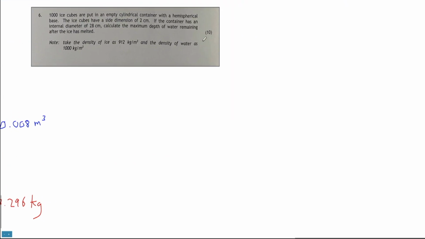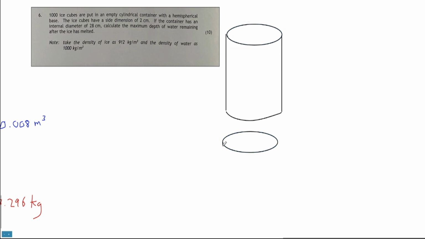Okay, so we're going to draw the container. It's a cylindrical container with a hemispherical base, which basically means it's like an upside down gas tank with a bulbous top. So this will be the cylinder, and then it has a hemispherical base like this on it. We don't know the height of it. We don't even need the height. It can be infinitely tall. We're not going to fill it to the top. This base is going to be completely full, and then the remaining water will be pushed up to the top here.